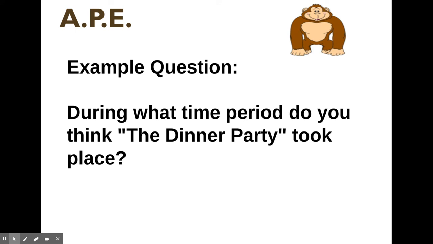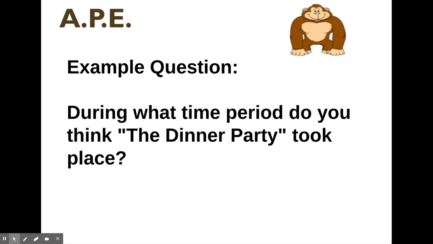So our practice example question is, during what time period do you think the dinner party took place? Before I write anything, I kind of need to just brainstorm. So I might be like, well, do I think it's in the present right now? Well, no. Do I think it's in the future? Definitely not. There aren't any robots or anything in there. So it must take place in the past, and I'm going to try to even narrow that down a little further. I don't think it's as far back as the 1700s. It's probably the early to mid 1900s.